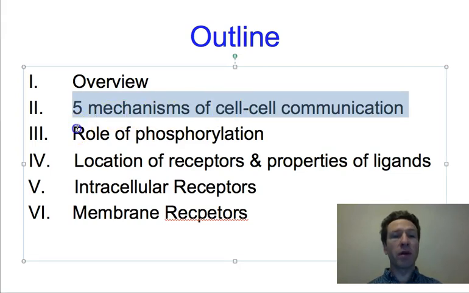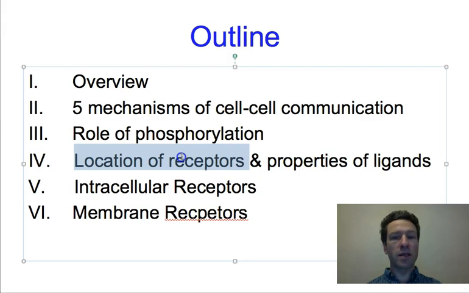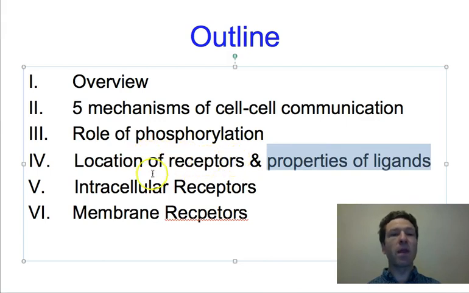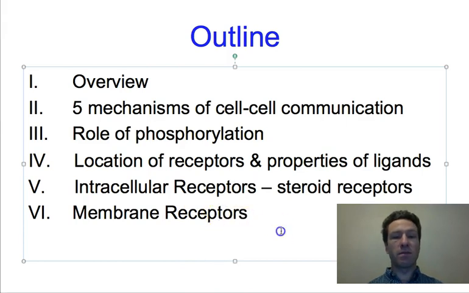We will talk a little bit about the role of phosphorylation and dephosphorylation in allowing signals to be sent and understood by cells. We will talk about possible locations of receptors either in the plasma membrane or in the cytoplasm, and which properties of ligands will correspond to each of these receptor locations. Then we will talk about intracellular receptors, especially steroid receptors. And we will end by talking about membrane receptors.